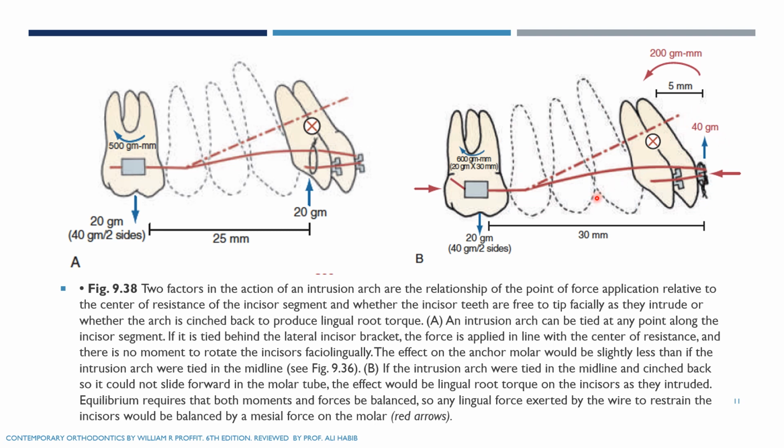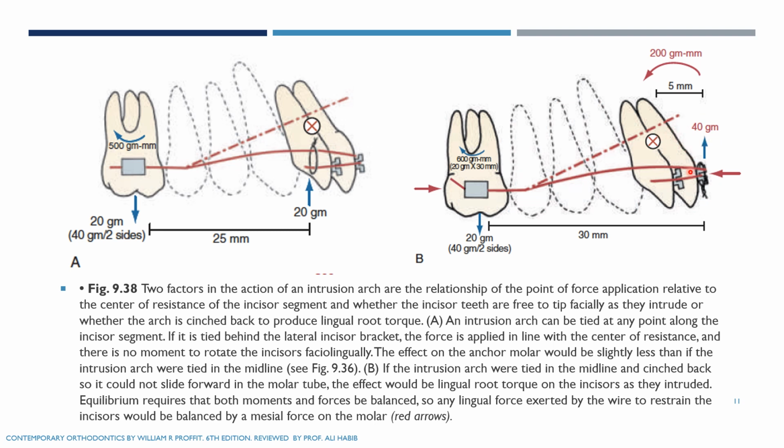So you tie this wire, the intrusion arch. You can apply this in your system: you bring the wire down and then attach it to the anterior, and this will create 40 gram felt by the anterior teeth. It will be distributed in the 40, so 10 gram for each tooth, which is adequate for intrusion. I'm repeating the first slide just for you guys to understand.